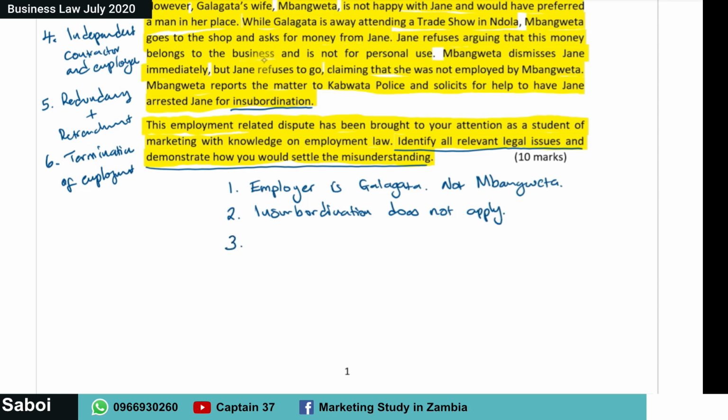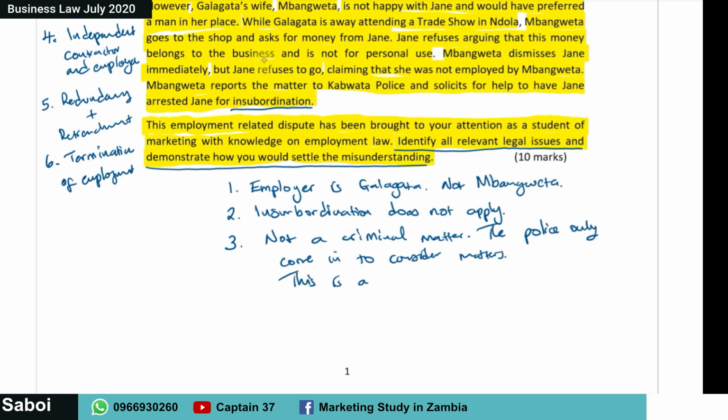Number three, this issue is not a criminal issue. It's not a criminal matter. The police only come in to consider criminal matters. This is a civil case. This is not even a case. This is a civil matter. And so these are the issues here. Number four, by the way, there's also dismissal.